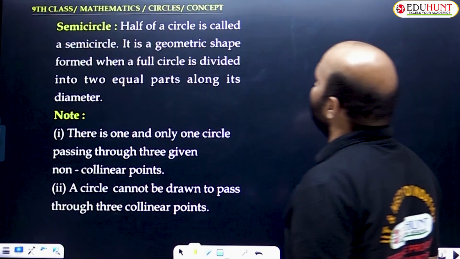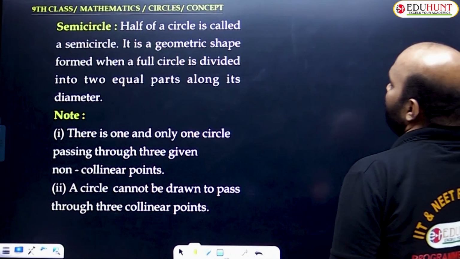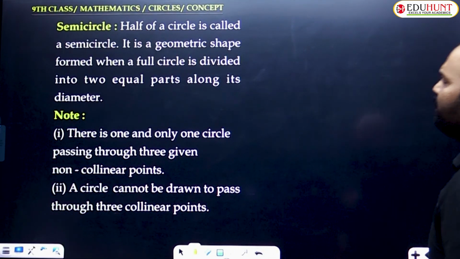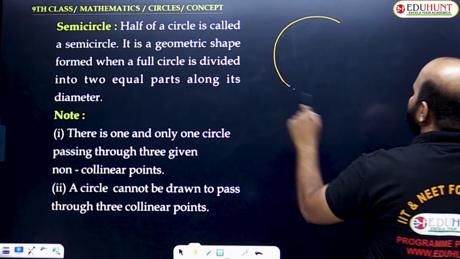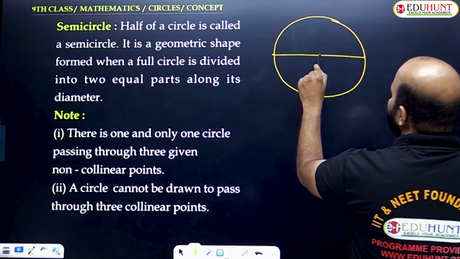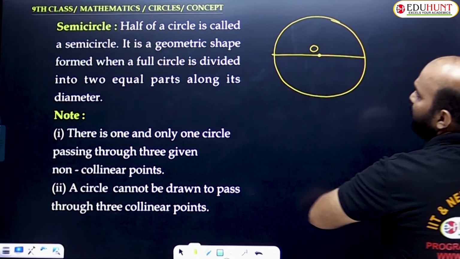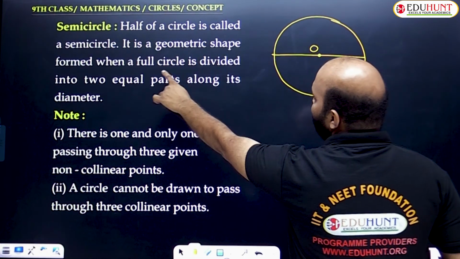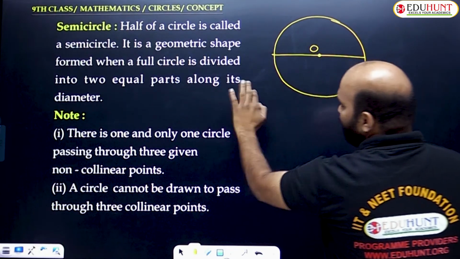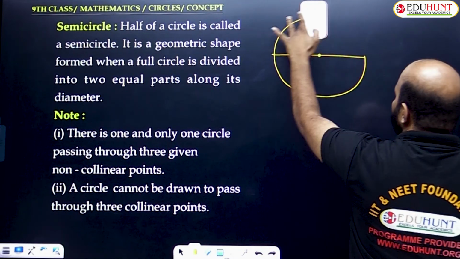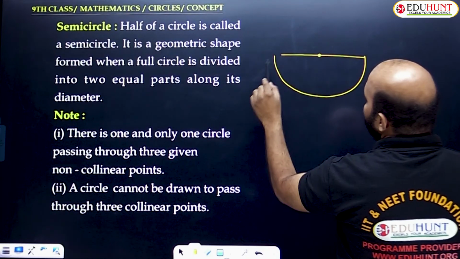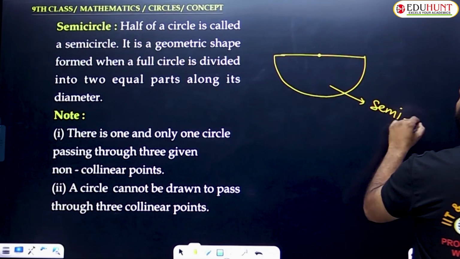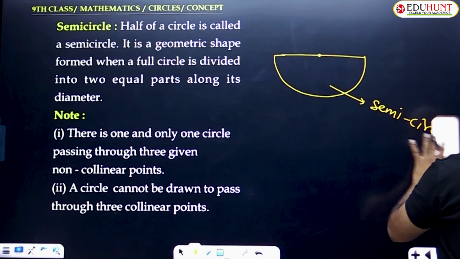Next one, semicircle. Half of a circle is called a semicircle. It is a geometric shape formed when the full circle is divided into 2 equal parts along its diameter. For example, this is a circle. This is a radius, and a radius always passes through the center. So this is a full circle. When it is divided into 2 equal parts along the diameter, it is called a half circle, nothing but a semicircle. Half of the circle is called a semicircle. Am I clear?